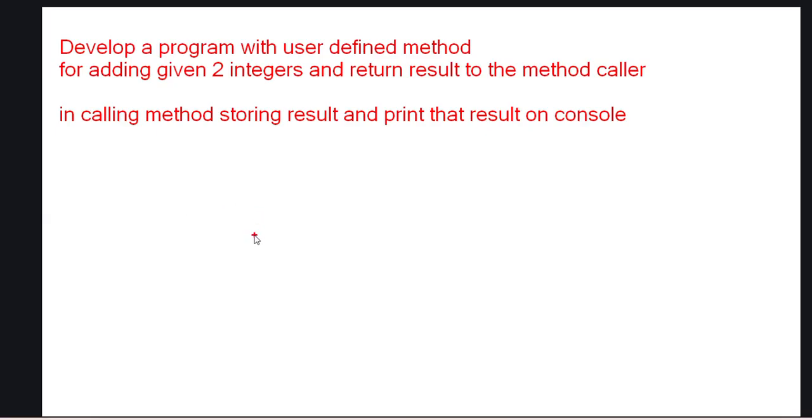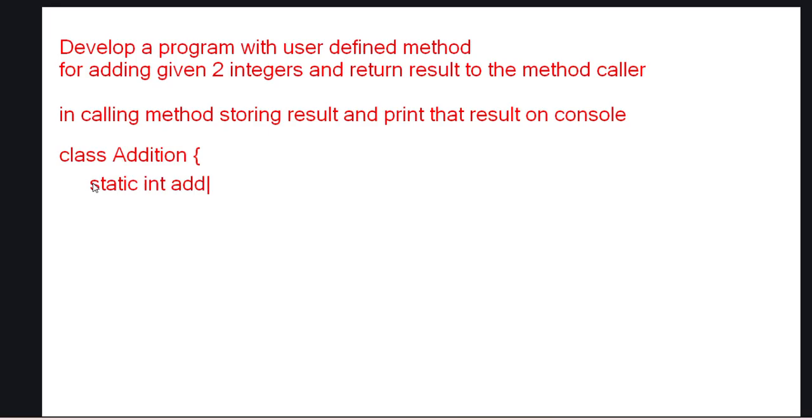Completed? How many classes have you written? 2 classes. What is the first class name? Class Addition. Then what type of method? Static or non-static? Static. Void or non-void? Non-void. Return type? Int. Method name? Add. You're performing the operation add, right?